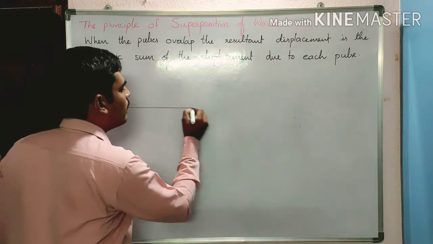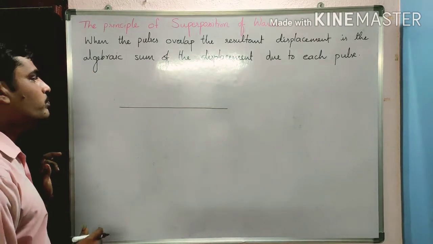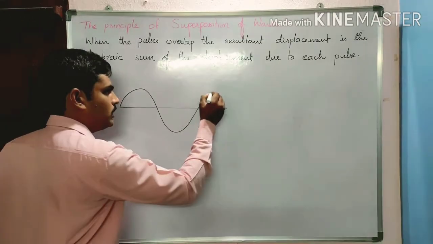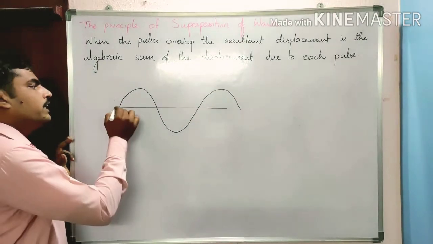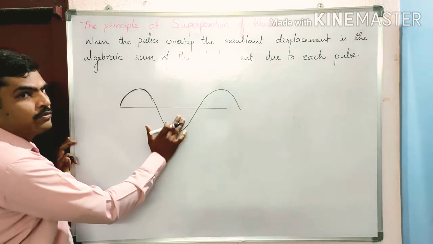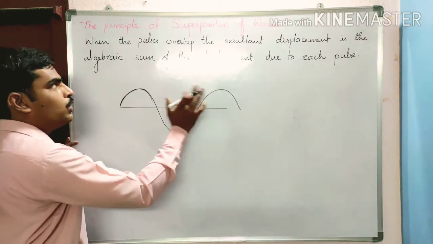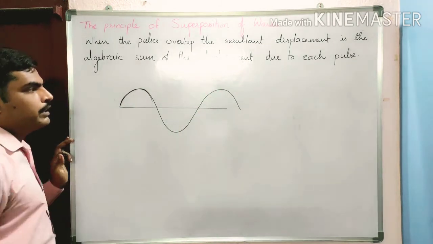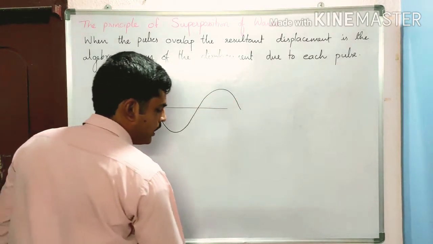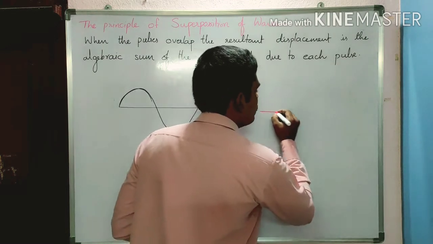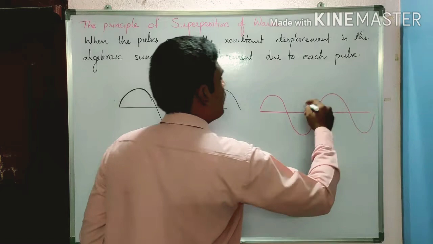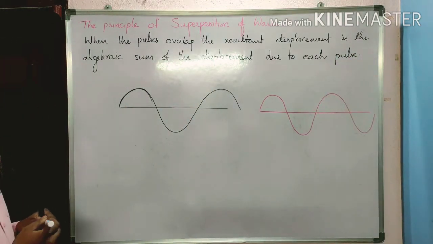See, this is the equilibrium state of a wave. I am drawing a wave. This is one wave, right? This is called one pulse, and this is one pulse. These are the pulses of one wave, and here I will draw another wave. This is another wave, and these are the pulses of the other wave, right?